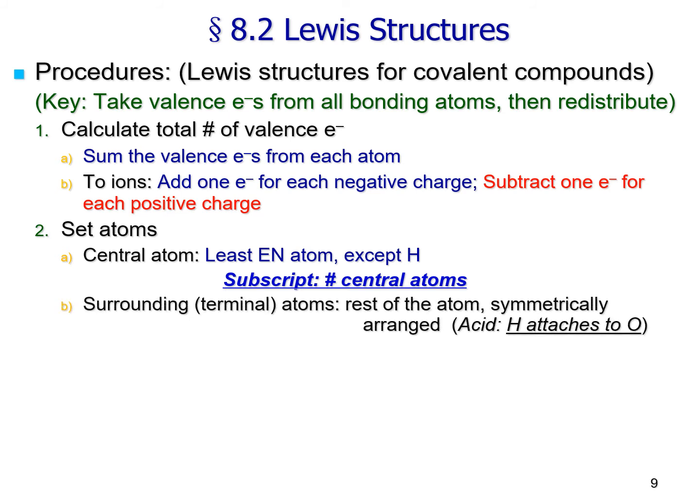Then we arrange surrounding atoms, or terminal atoms, with a certain symmetry. One thing I like to point out: if we want to do an acid, hydrogen must attach to oxygen, because that is a matter of fact. We cannot just put hydrogen on the central atom unless we are told specifically.